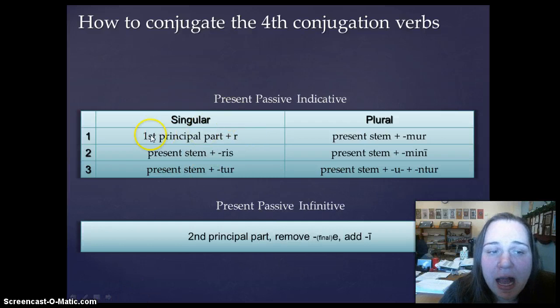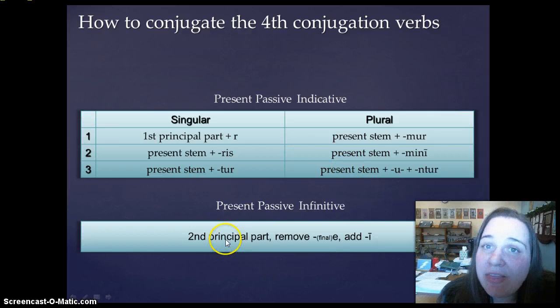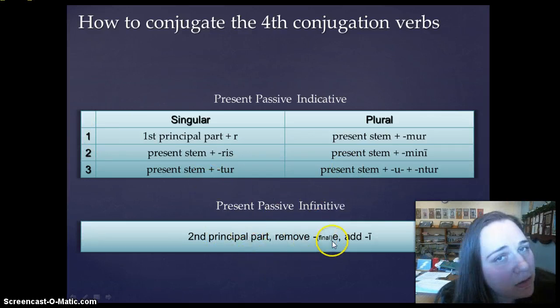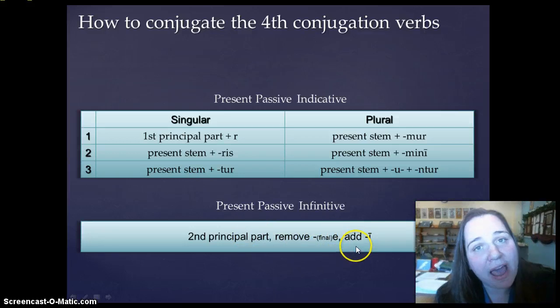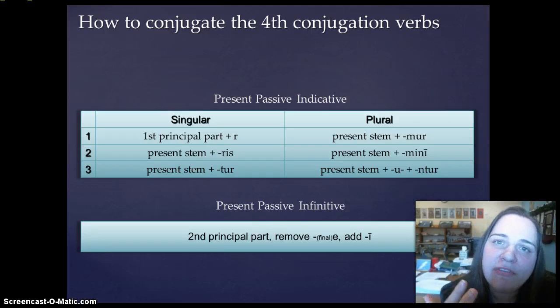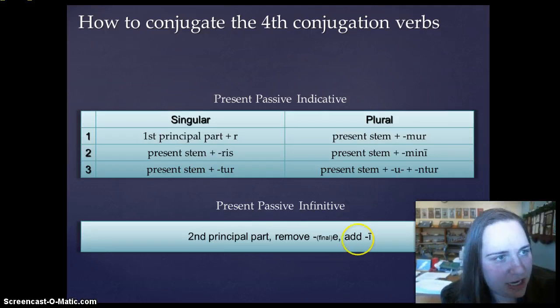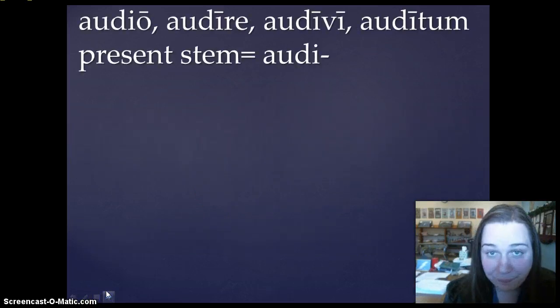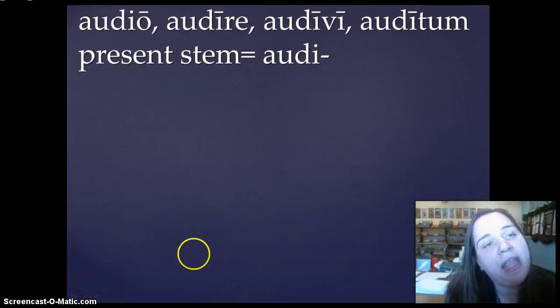In the passive, you have the first principal part plus the R. You have the present stem plus the personal endings in the passive, except for the third person plural. And then we have the present passive infinitive, which is the second principal part. You remove the final E from the second principal part and replace it with a long I, just like you do for the first and second conjugations. As I said before, fourth conjugation verbs are like a meld in some ways of first, second conjugation patterns and third conjugation patterns, okay? Well, the only thing left to do, of course, is a paradigm verb.